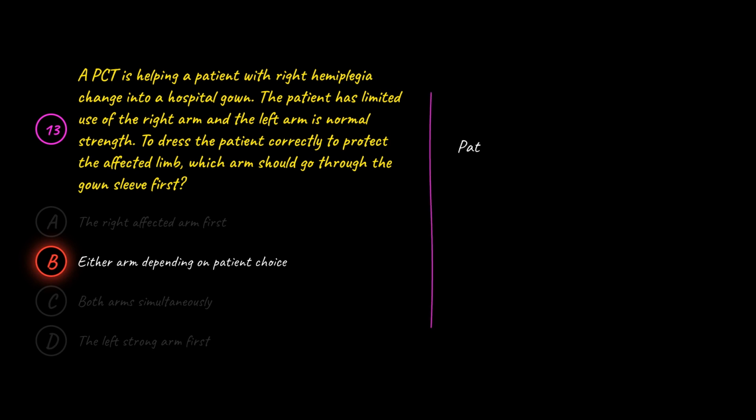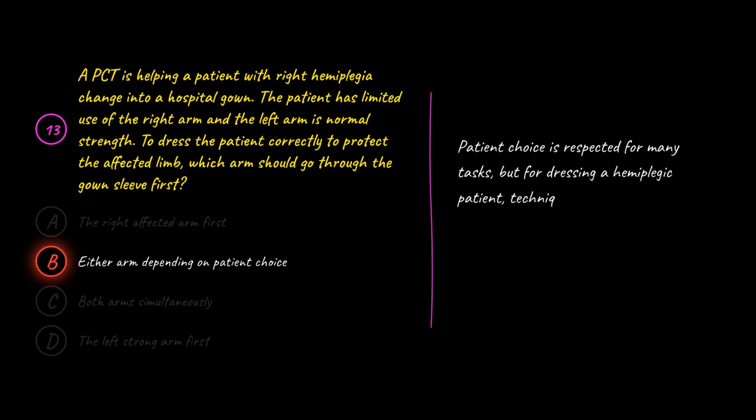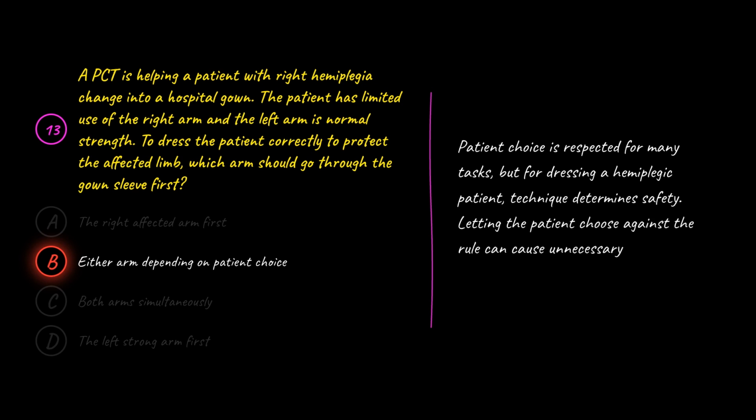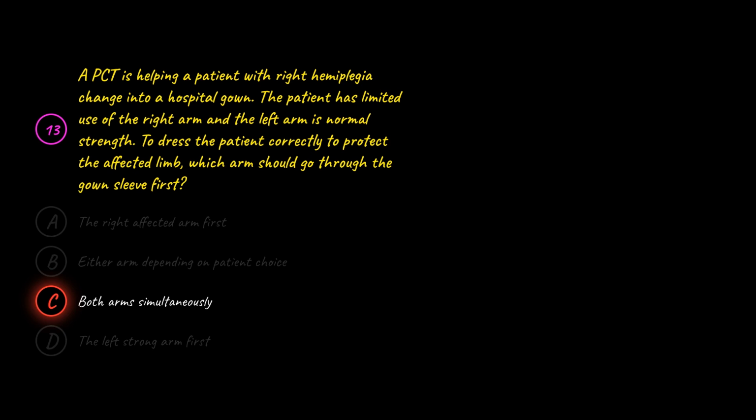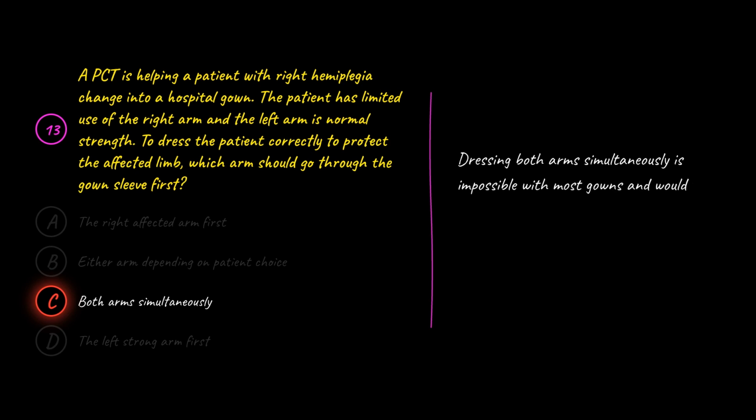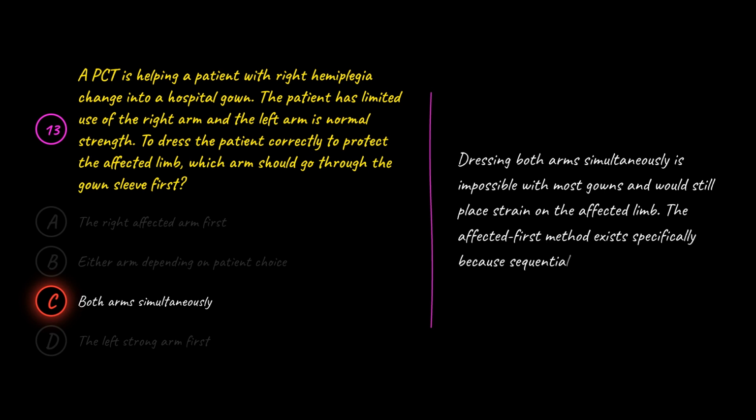B is wrong because patient choice is respected for many tasks. But for dressing a hemiplegic patient, technique determines safety. Letting the patient choose against the rule can cause unnecessary shoulder strain on the affected side. C is wrong because dressing both arms simultaneously is impossible with most gowns and would still place strain on the affected limb. The affected first method exists specifically because sequential limb-by-limb dressing is the only practical approach.